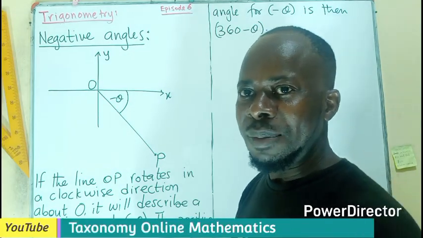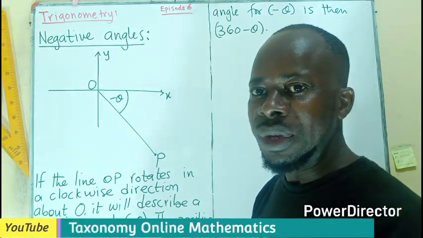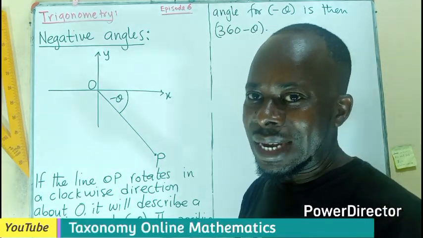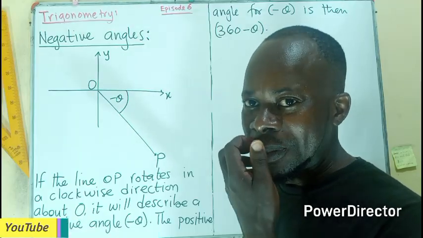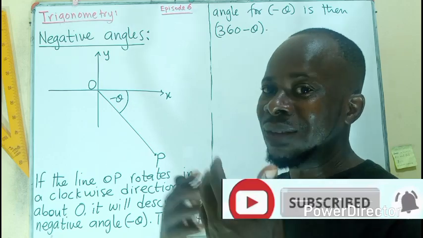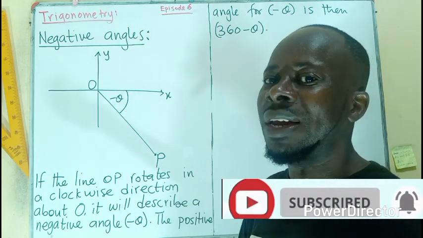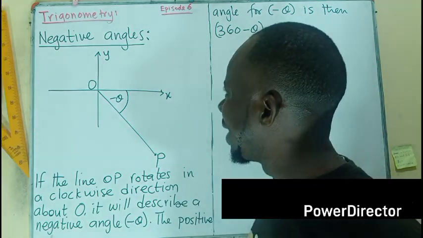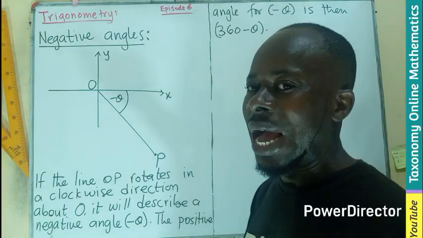Hello, welcome. Episode number 6, which is the continuation of the lesson on trigonometry. We have a series of tutorials on trigonometry already. We are just revisiting it with different examples. So we are taking negative angles.